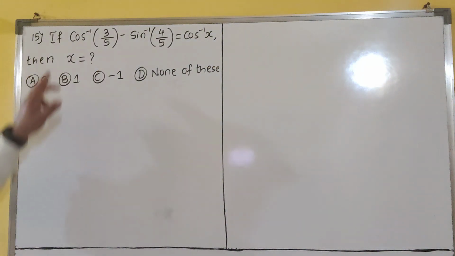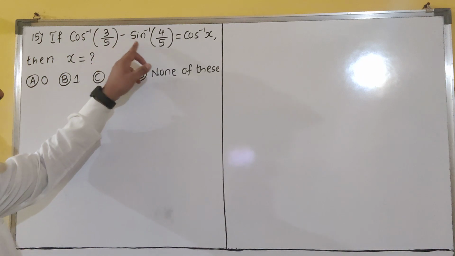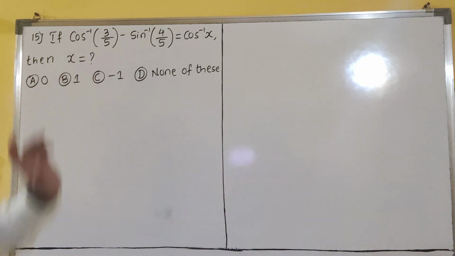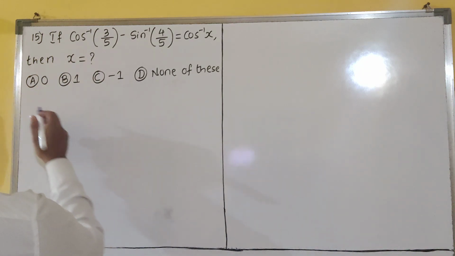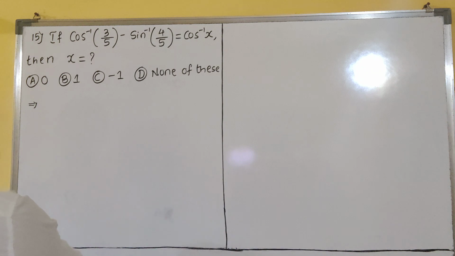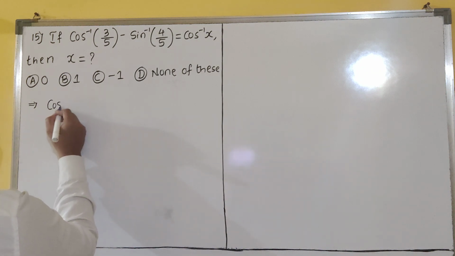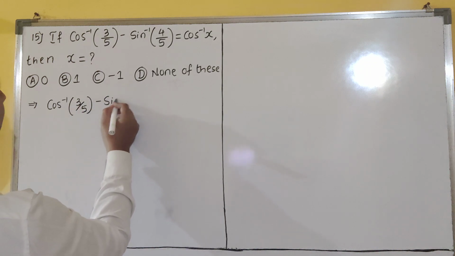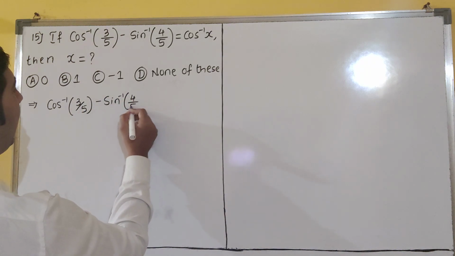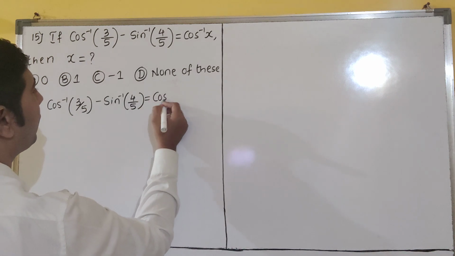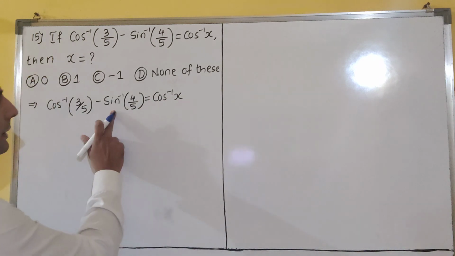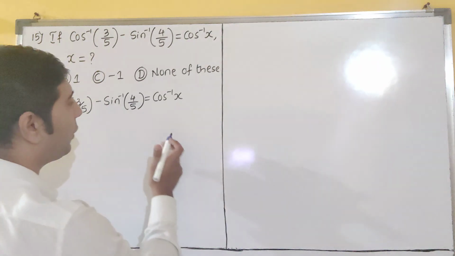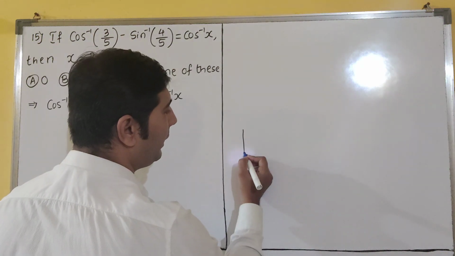Question number 15. If cos inverse 3 by 5 minus sin inverse 4 by 5 is equal to cos inverse x, then the x value is how much? So again 4 options are given. We have to check which is the correct one now. So cos inverse 3 by 5 minus sin inverse 4 by 5 is equal to cos inverse x, dear students. This sin inverse 4 by 5, I will convert to cos, dear students.